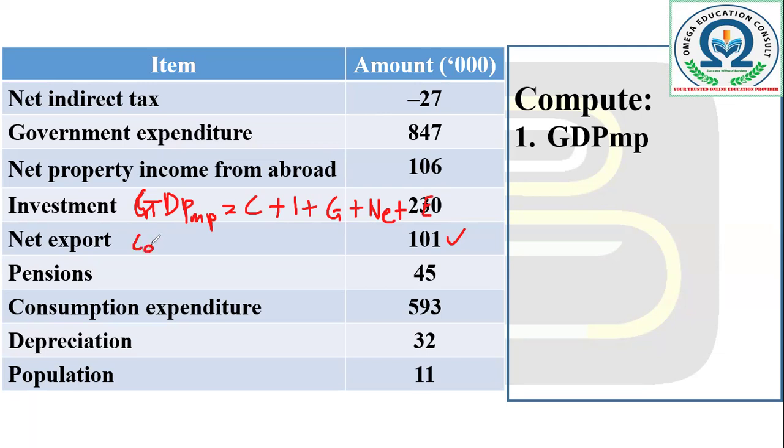Consumption expenditure, always write in full. So consumption expenditure here is given as 593,000. Plus government, plus investment expenditure. So write also in full. So investment expenditure. So our investment expenditure is given as 23,000.